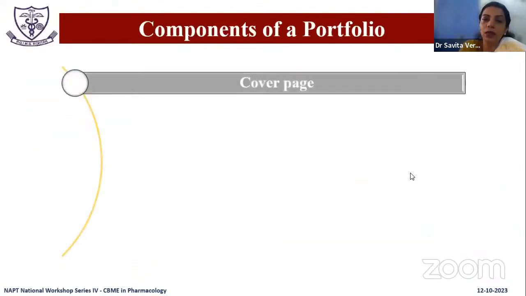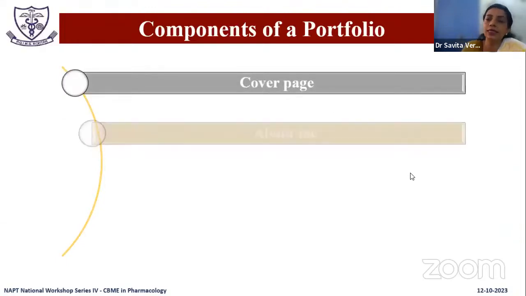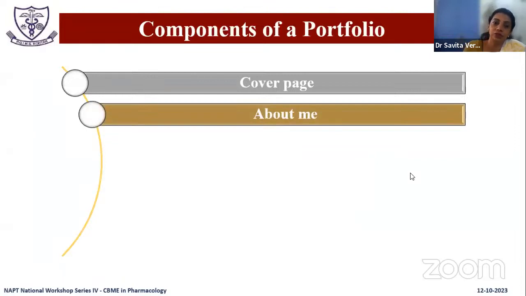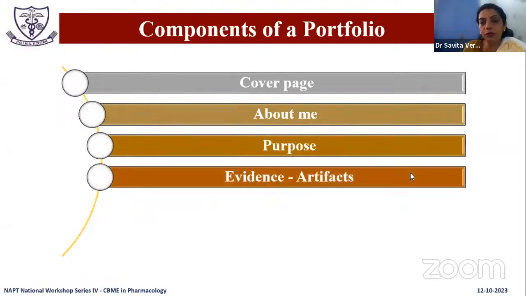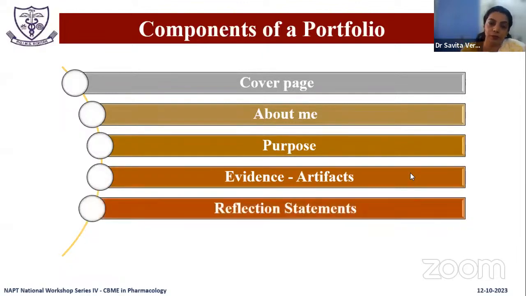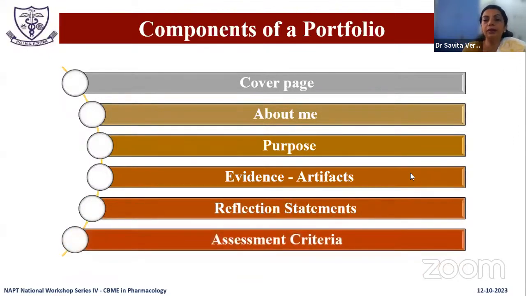So what are the basic components of a portfolio? I'm just taking a brief overview; you can include many other things in your portfolios. It generally has a cover page. It has an about me section, which is personal to you. It has a purpose: you have to define the goal of that portfolio or its learning objectives. Evidence or artifacts are the evidence of your work which you collect and want to project in that portfolio. Reflection statements, as we have discussed, are an important part of a portfolio. And sometimes we have a predefined assessment criteria for that particular portfolio.